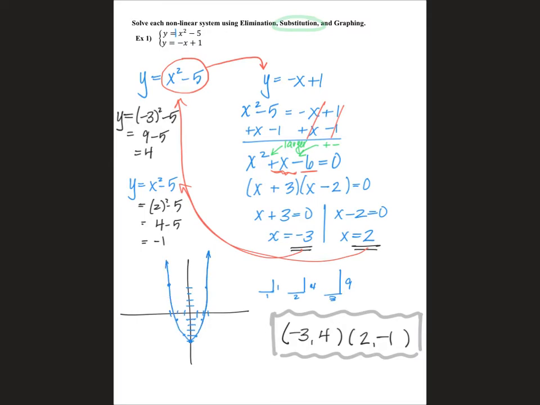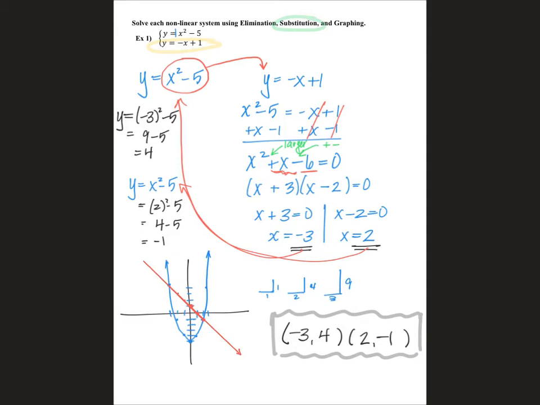And now I'm going to graph my second equation. So this second equation down here, this is a linear equation. It has a y-intercept of +1 and a slope of -1. So I'm going to go down 1 over 1, down 1 over 1, figure out what happens on the left here. And using a straight edge, it's going to look something like that.